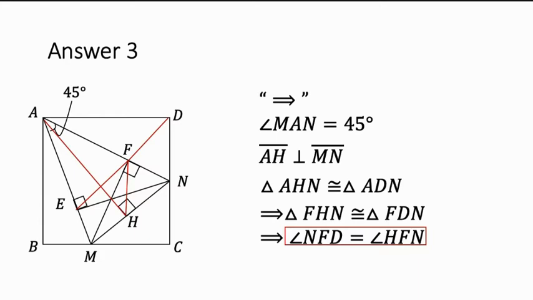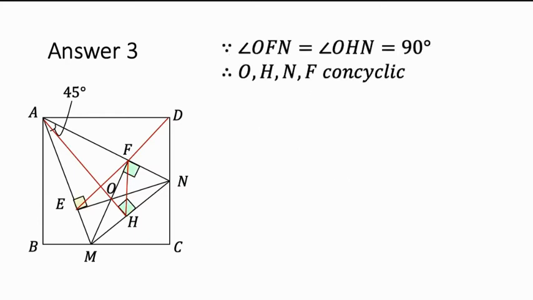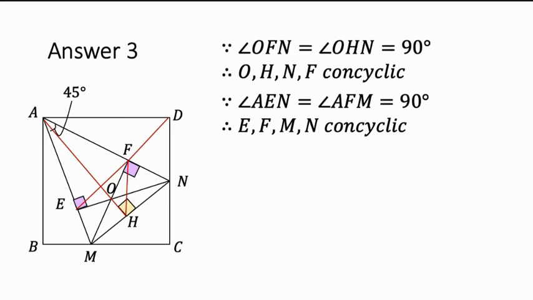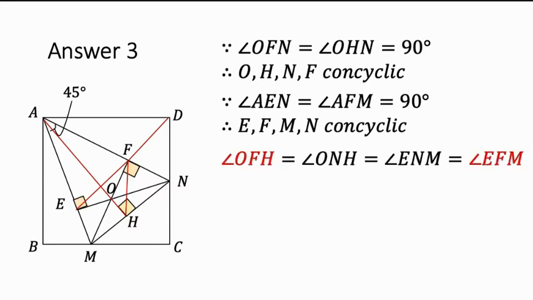We can then see that there are two sets of concyclic points. One is that O, H, and F are concyclic, and the other is that E, F, and N are also concyclic. From these two sets, we can get that the angle OFH equals ONH, which is also ENM, which is equal to EFM.